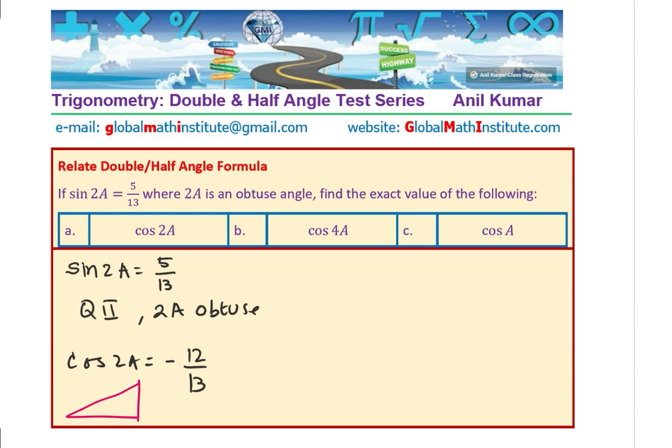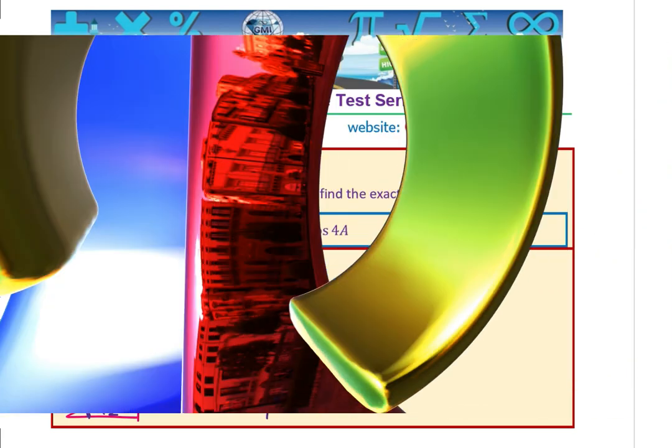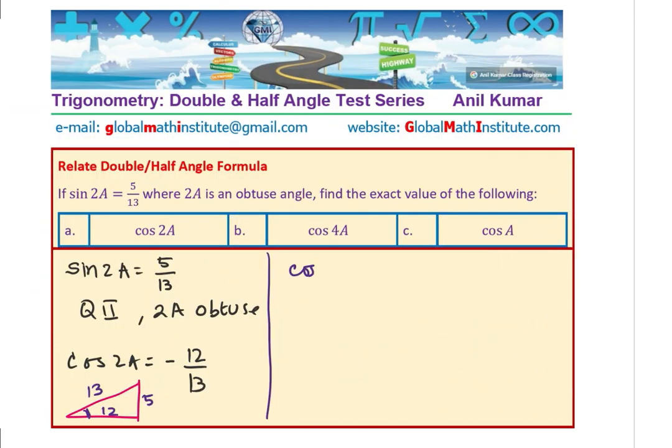Whose sides are, as you know, 5 being the opposite side, 13 being the hypotenuse, 12 being the adjacent, right? For this particular angle. So we got this part. Now, cos 4a. We are going to use the double angle formula, right? So cos 4a will be what? 4 is twice 2a, right?